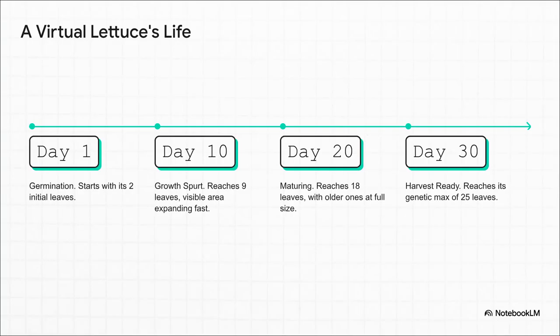On day 1, it's just a tiny thing, starting with its 2 little initial leaves. But by day 10, check it out. It's in a major growth spurt, already up to 9 leaves. Fast forward to day 20, and we're at 18 leaves. And you can see some of those older ones are hitting their max size. By the end of the month, boom, it hits its genetic limit of 25 leaves. It is ready for a virtual harvest.